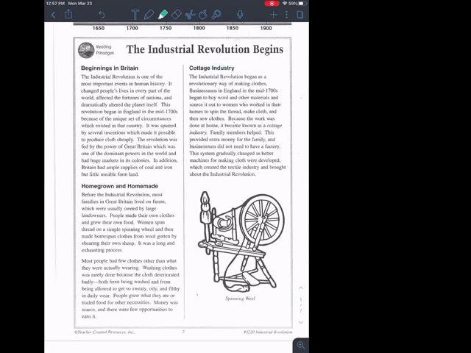The cottage industry. The Industrial Revolution began as a revolutionary way of making clothes. Businessmen in England in the mid-1700s began to buy wool and other materials and source it out to women who worked in their homes to spin the thread, make cloth, and then sew clothes. Because the work was done at home, it became known as a cottage industry. Family members helped. This provided extra money for the family, and businessmen did not need to have a factory. This system gradually changed as better machines for making cloth were developed, which created the textile industry and brought about the Industrial Revolution.